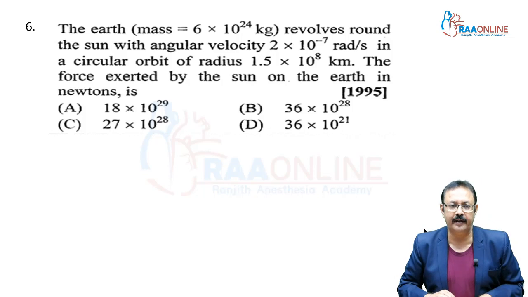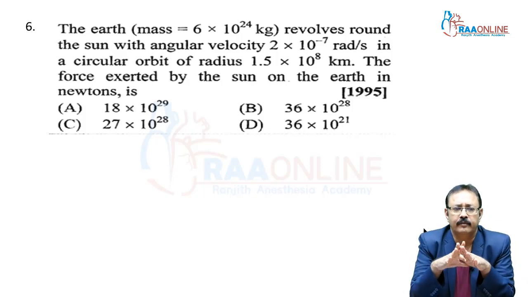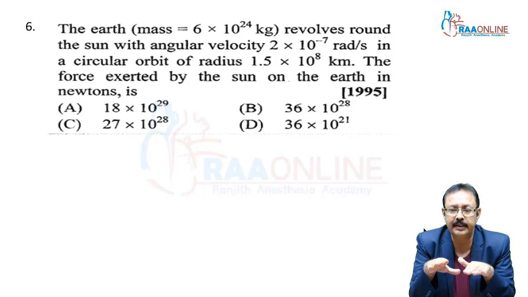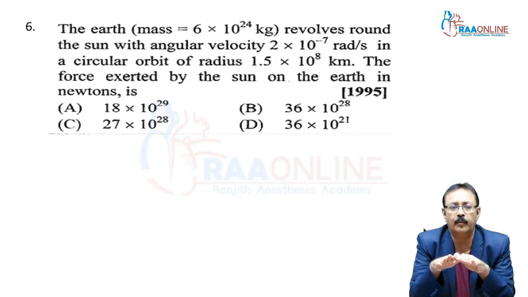So what is happening here? We want to calculate. What is the problem? It is from 1995 AIPMT. The earth revolves round the sun, angular velocity is given, radius of orbit is given. We want to calculate force exerted by the sun on the earth.